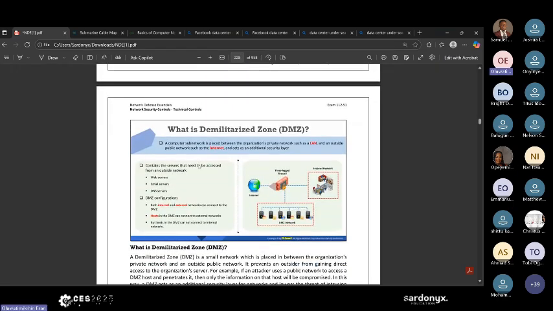They also have the DMZ zone. This is like a computer subnetwork, which is placed between the organization's private network, such as a LAN, and the outer public network, such as the internet, that acts as an additional layer of security. So a DMZ zone can also be a combination of different bastion hosts, which can serve different purposes. For example, I can have the web server there, I can have the email there, I can have the files there.